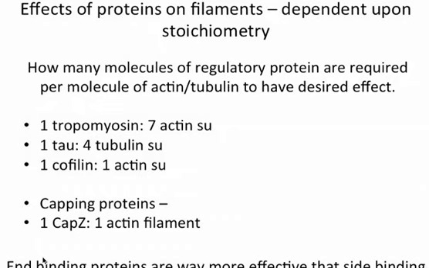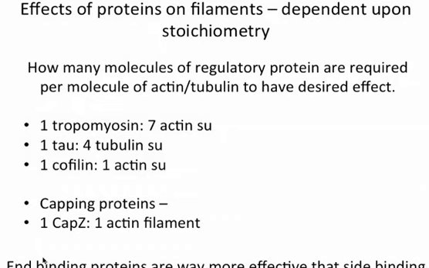This is about how many molecules of regulatory protein are required per molecule of actin or tubulin to have the desired effect. So an example is you need one molecule of tropomyosin for 7 actin subunits, or one molecule of tau for 4 tubulin subunits, or one molecule of cofilin for 1 actin subunit. So basically, whatever the desired effect is, you need to pretty much coat your filament or your polymer with these proteins. You have to coat the whole thing. But with capping proteins, you can just put one molecule of CAP-Z on the whole actin filament and it will stabilize it. Does that make sense?